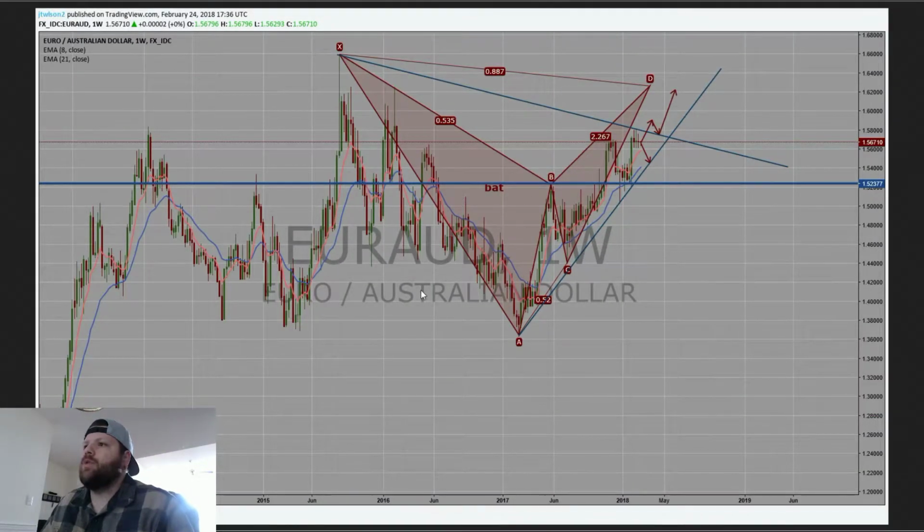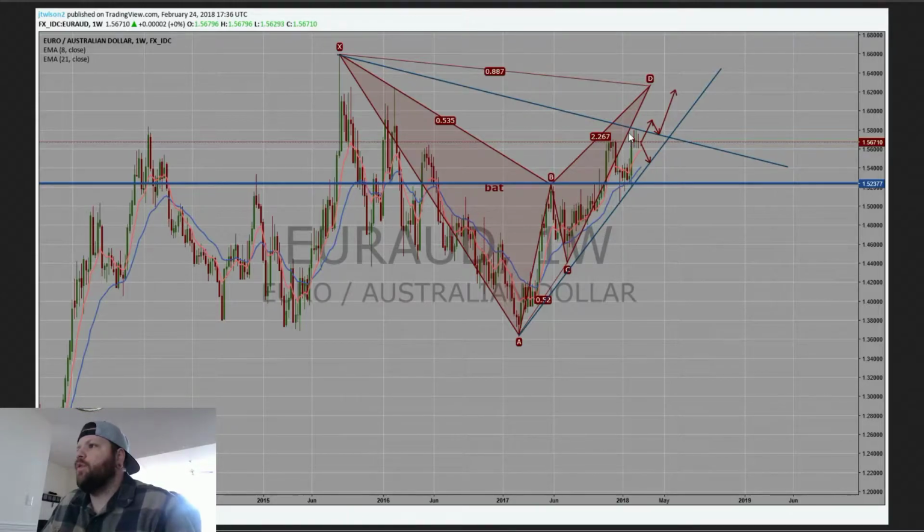Alright, next up is EUR AUD on the weekly time frame. We do have a bat pattern drawn. It was drawn last week as well. You'll notice that last week we had another doji, so that's 3 dojis in a row after this massive bullish engulfing candle that engulfed a significant amount of time, right? 1, 2, 3, 4, 5, 6, 7, 8, 9, 10 weeks. That whole candle engulfed it.